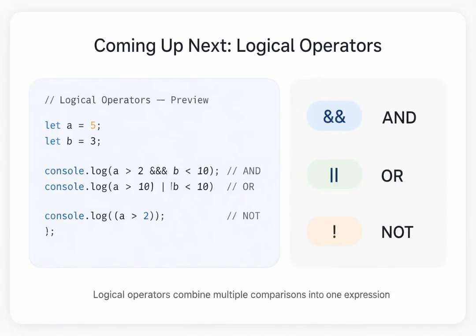Now that we've covered all the comparison operators, the next topic is logical operators. Logical operators allow you to combine multiple comparison expressions together. For example, what if you want to check whether a is greater than 2 and b is less than 10 at the same time? That's where the AND operator, written as two ampersands, comes in. There's also the OR operator, two vertical bars, and the NOT operator, an exclamation mark. These three logical operators are what let you build complex conditions, and they work hand in hand with everything we just learned about comparison operators. We'll be walking through examples of each one next.